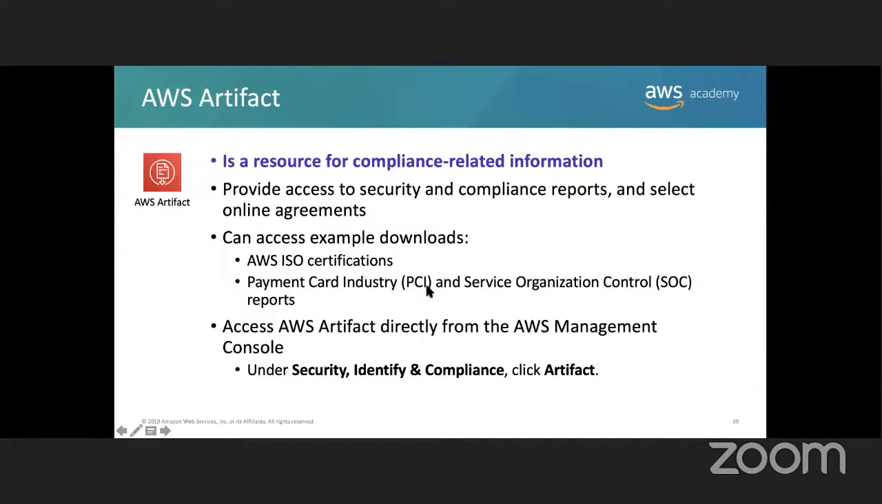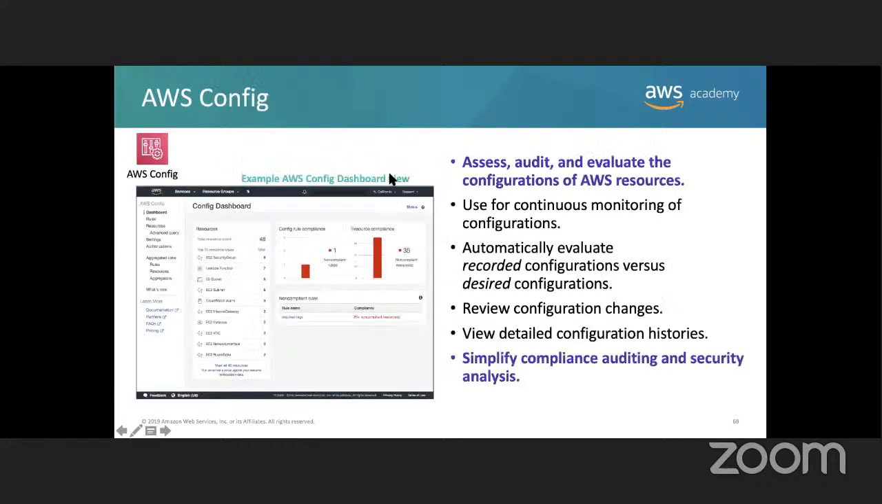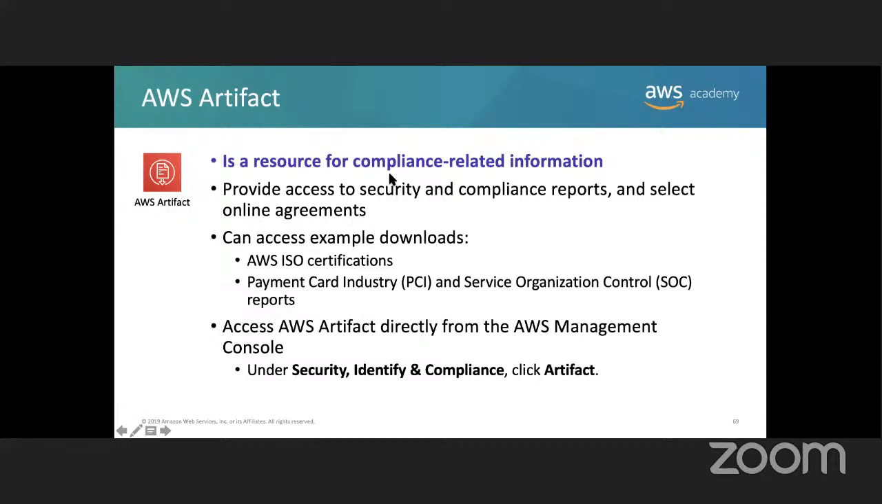Okay, so Artifact is the one that has all the payment card industry certification reports. Like we said before, it's a resource for compliance related information, provides access to security and compliance reports, and select online agreements. You can access example downloads, AWS ISO certifications, all the certifications, reports, agreements, all that you can find in the Artifact from the AWS console.